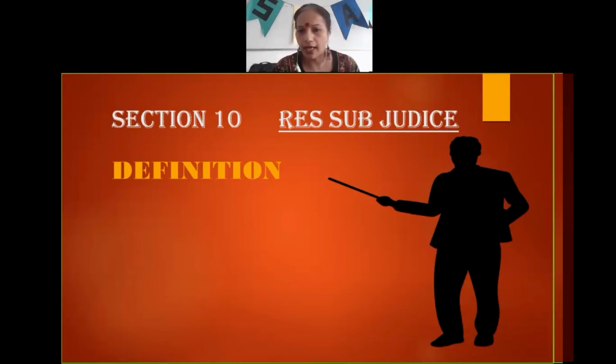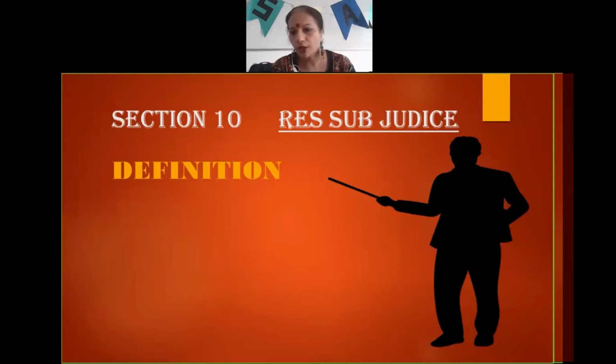This is called res sub judice. That is to say, a previously filed suit is pending, and another subsequent suit is filed by the party, maybe before this court only, or maybe before some other court having competent jurisdiction. Then in that case, one of the suits needs to be stayed. Now the question arises, which suit would be stayed and which court is competent to stay the proceedings.